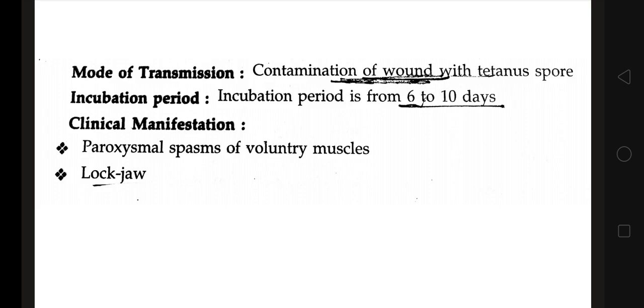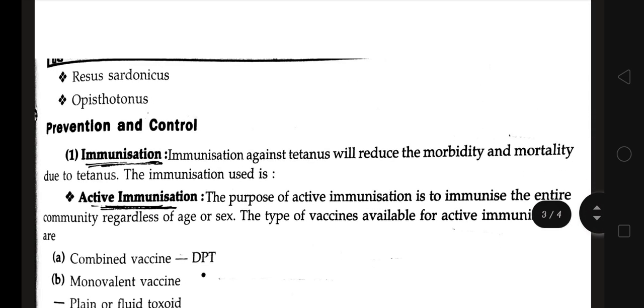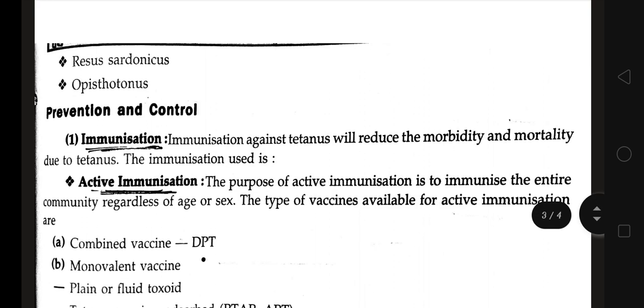The incubation period is from 6 to 10 days, and clinical manifestations include paroxysmal spasm of voluntary muscles, where there will be spasms of the skeletal muscles, and lockjaw, where the jaw stays in a particular position and you cannot move it. That is called lockjaw. There is also risus sardonicus, which is one type of condition that occurs through tetanus. There will be opisthotonus, that is the posture, where you cannot move any of your limbs.